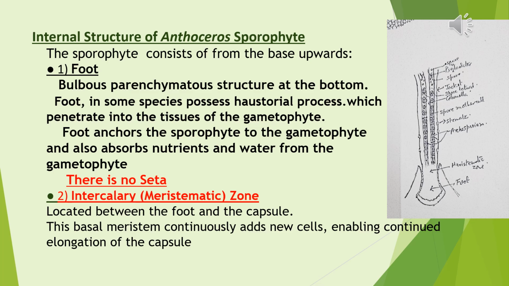Now the sporophyte, as you can see, consists from base upward. Number one is the foot at the base, you can see in the figure. Now it is a bulbous parenchymatous structure at the bottom. The foot in some species possesses haustorial processes which penetrate deep into the tissues of the gametophyte.